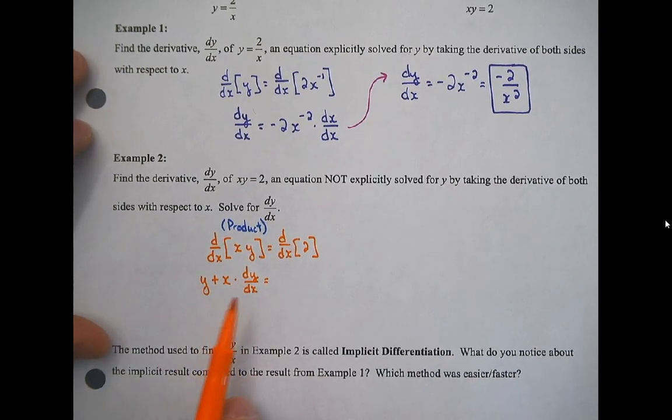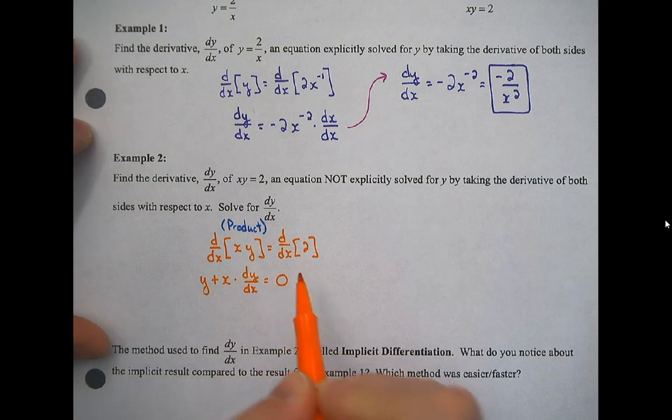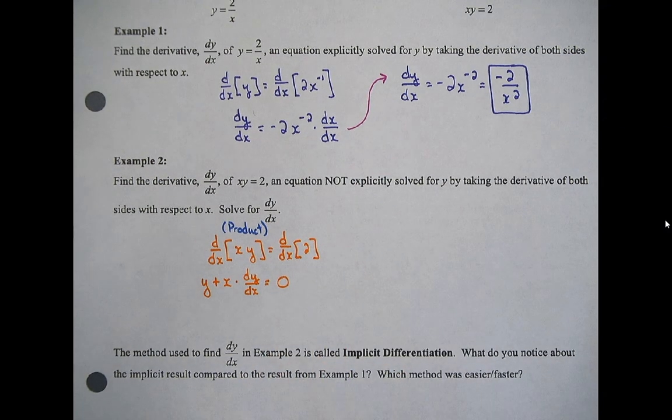Now let's derive 2. That's a constant. I don't care what I'm deriving according to. If that's my constant, its derivative is always 0.